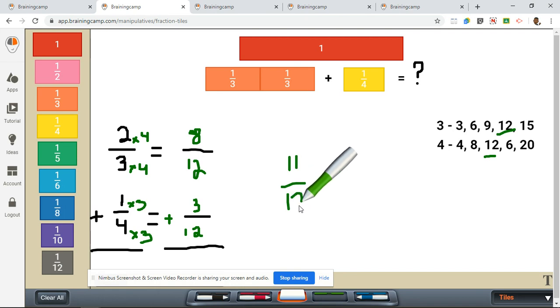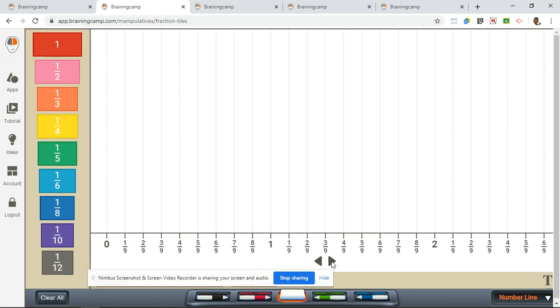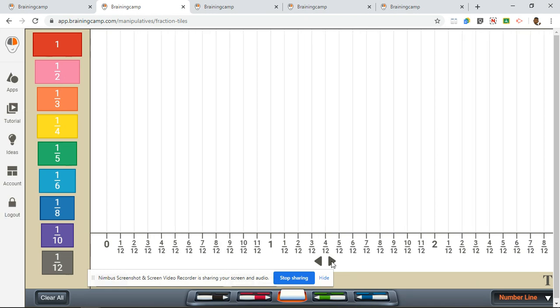Now, the reason why it's 11 twelfths, you are adding your numerators. You are not adding your denominators. Denominators stay the same. Now, let me show you that on a number line as well. If I were to click this and do a number line, I'm going to set this up to twelfths. And I had 2/3. So I'm going to bring that down here. Bring the other one down here. And I'm going to add a 1/4 to it. And notice it stops right at 11 twelfths, which is kind of cool.